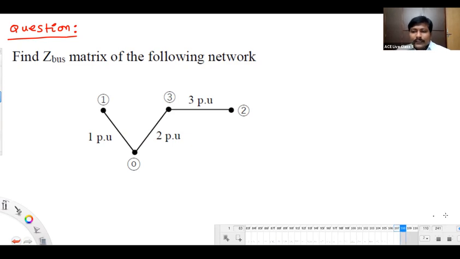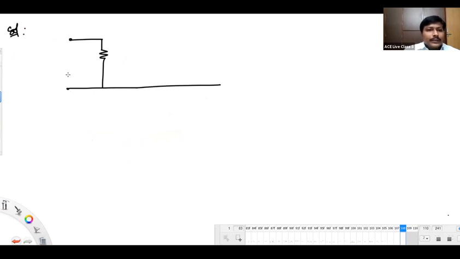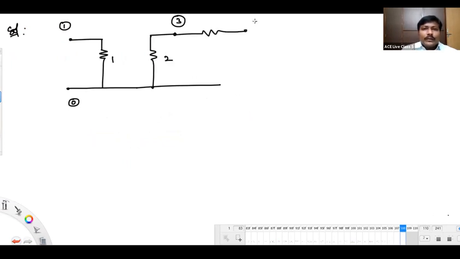So let's move ahead. In the solution, I will be redrawing that network. 1 per unit between bus 1 and 0. And this is bus 3. Between 3 and 2, how much do you have? 2 per unit. Between 3 and 0, how much do you have? That will be 3 per unit. These are the per unit impedance values: 1, 2, 3.